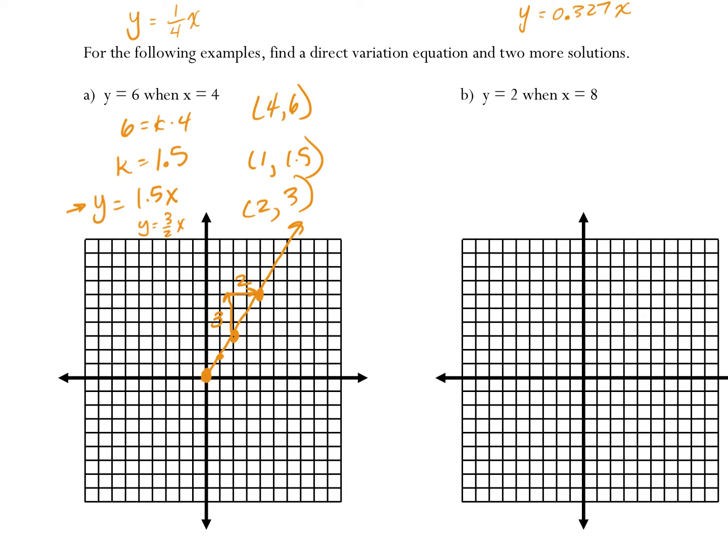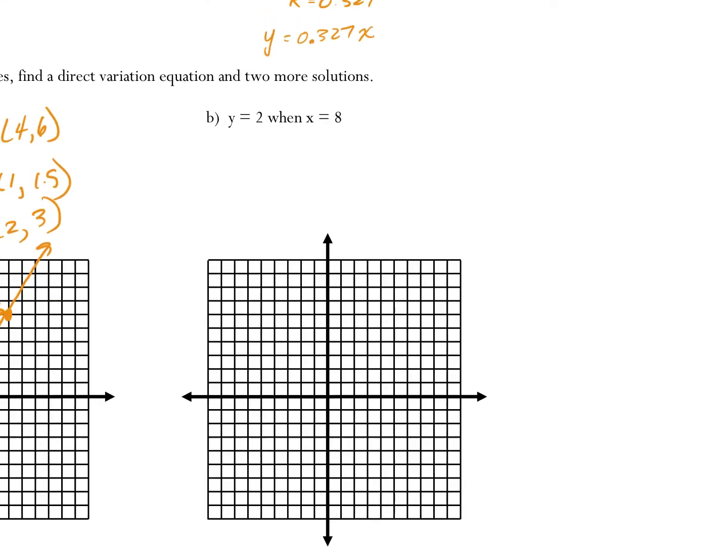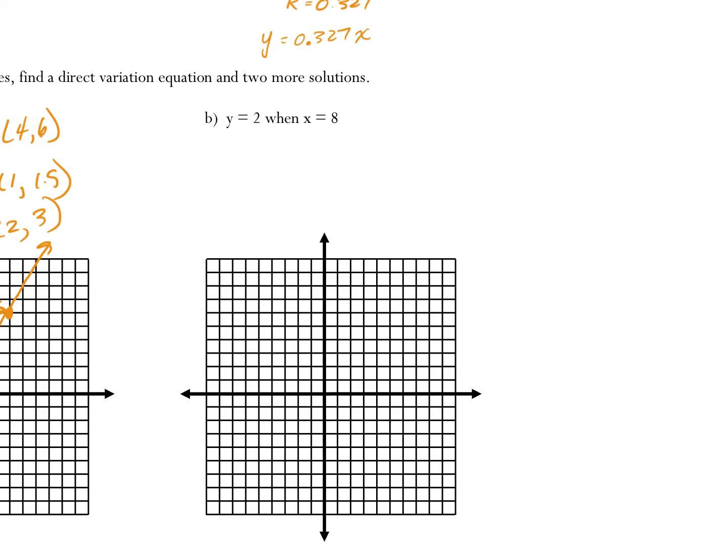Does this make sense? All right, can you guys find a couple of the equation and graph and solutions to this set? Different value for k now.